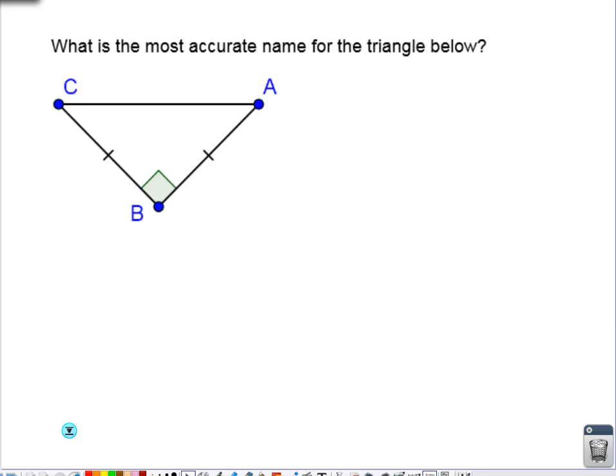What is the most accurate name for the triangle below? And when I say most accurate name, I don't want just one name. I want two names. Jagger. This makes it a what kind of triangle? Right triangle. So this would be a right isosceles triangle. Right isosceles triangle.